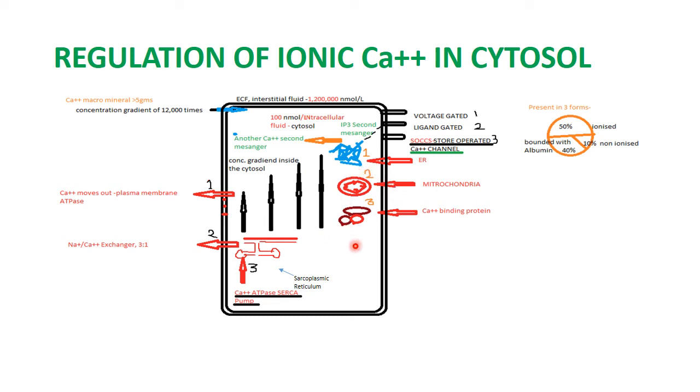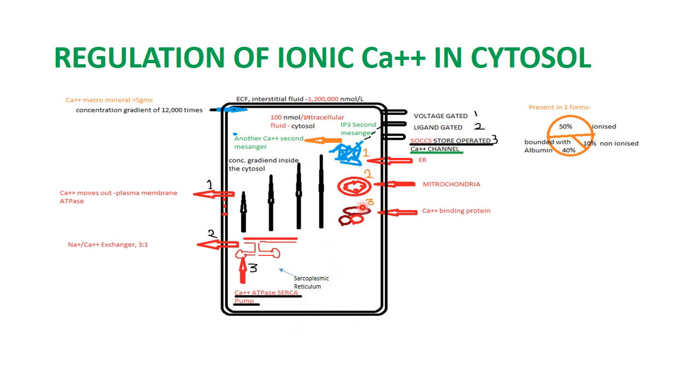There are three storehouses: endoplasmic reticulum, mitochondria, and calcium-binding proteins, from which calcium can be released whenever there is a requirement. And whenever calcium inside the cytosol is high in concentration, it can move out through the plasma membrane ATPase. Second is the exchanger. Third is the sarcoplasmic reticulum. How does it go inside the sarcoplasmic reticulum? By the calcium ATPase, known as the SERCA pump, the sarcoplasmic endoplasmic reticulum calcium pump.